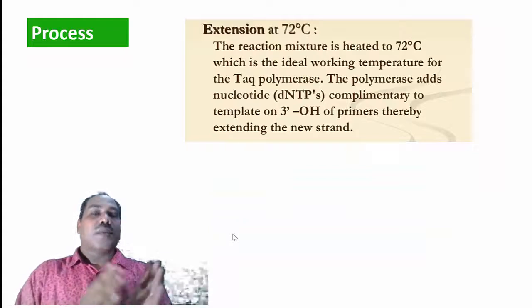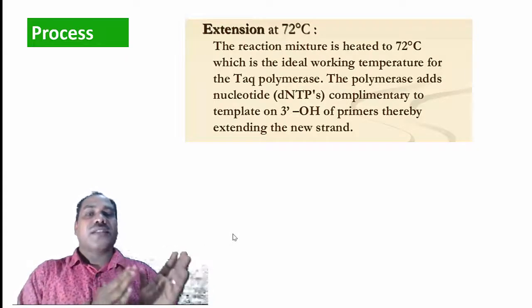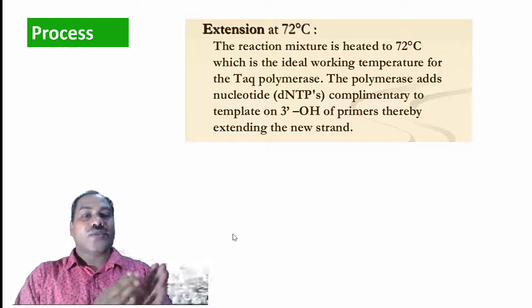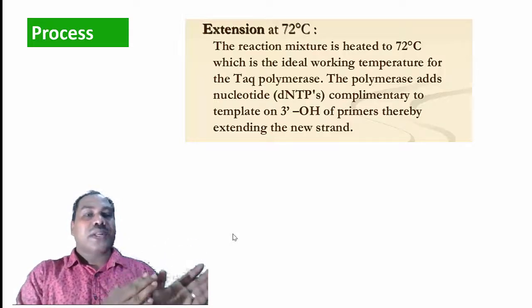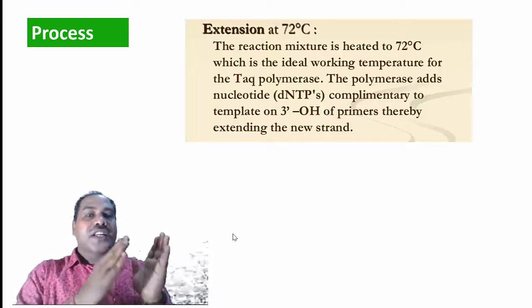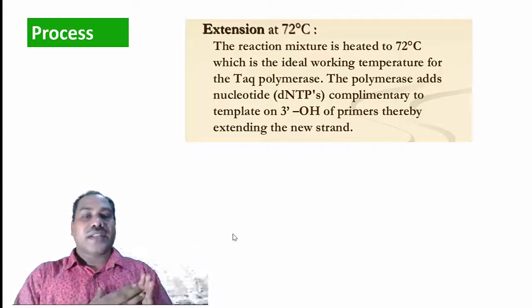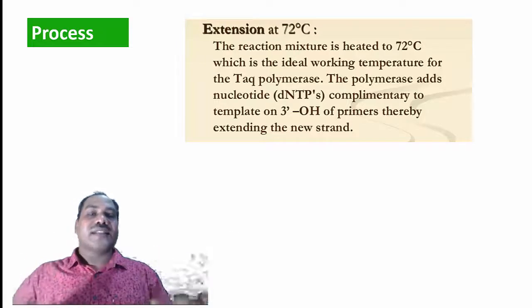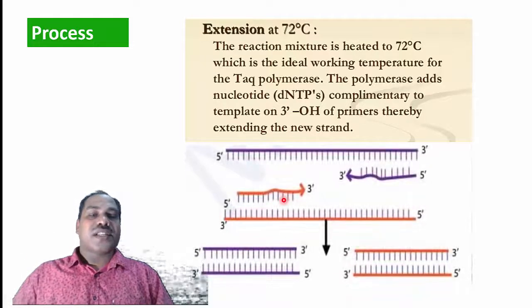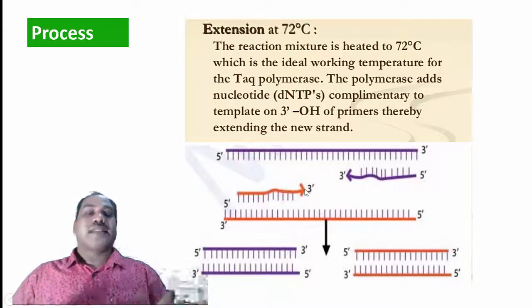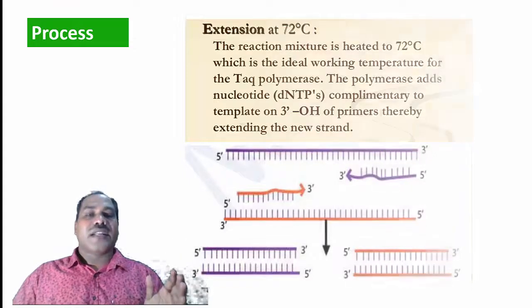Then is the extension or polymerization. The reaction mixture is heated to 72 degrees centigrade, which is the ideal working temperature for DNA polymerase. So DNA polymerase adds nucleotides, that is A, T, G, C, complementary to the template DNA one by one. Then extension takes place, a process by which DNA polymerase adds nucleotides one by one in the 5' to 3' direction, so that the extension of these DNA strands can take place.